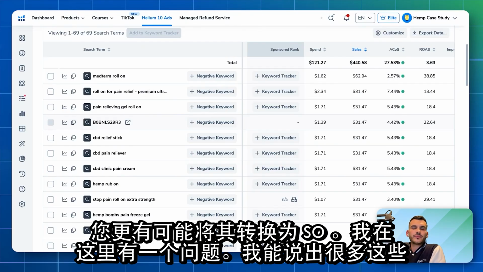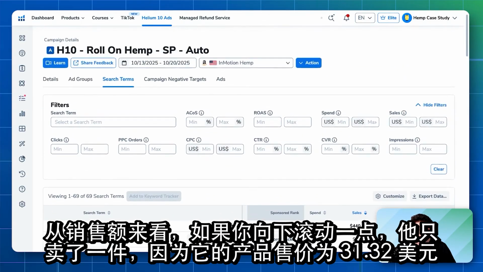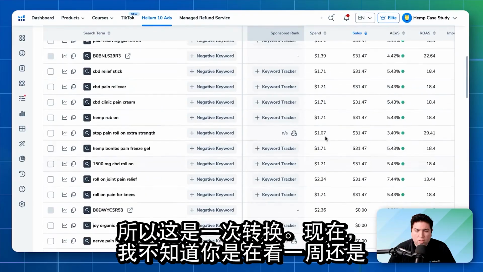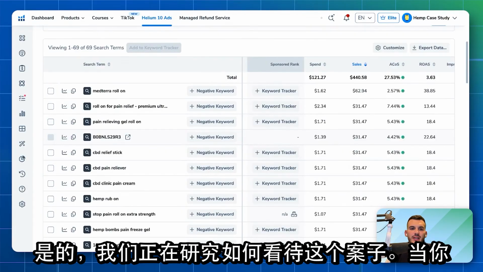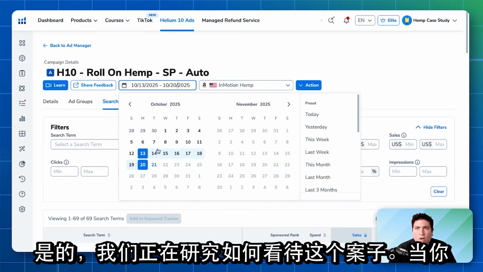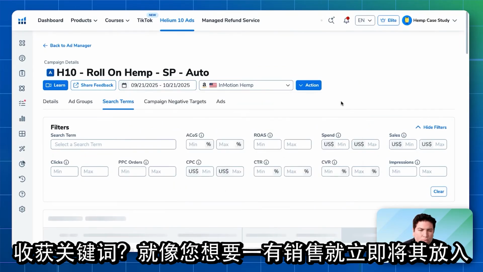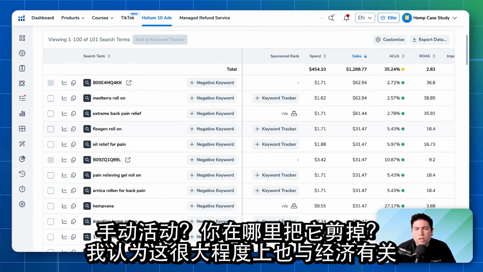Okay, excellent. Now I have a question. A lot of these I can tell by the sales, if you scroll down a little bit, he only sold one, because his product costs $32, so it's one conversion. I don't know if we're looking at 1 week or 30 days. What's your threshold as far as when you harvest a keyword? Do you want, as soon as there's one sale, to go ahead and put it into the manual campaign? Do you want to wait for 2 sales for a search term before you put it into the manual campaign? Where do you cut it off?